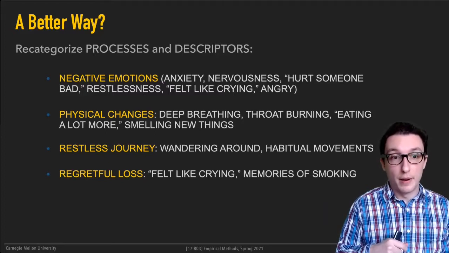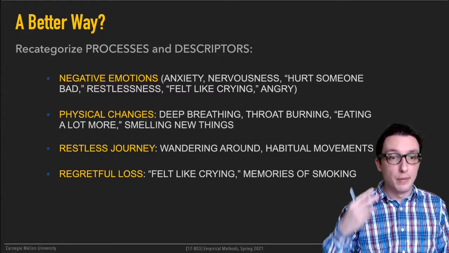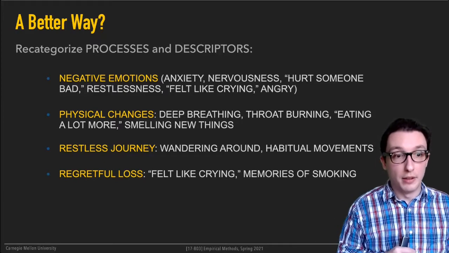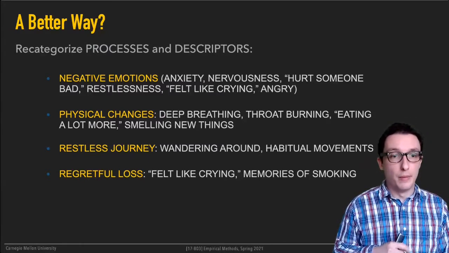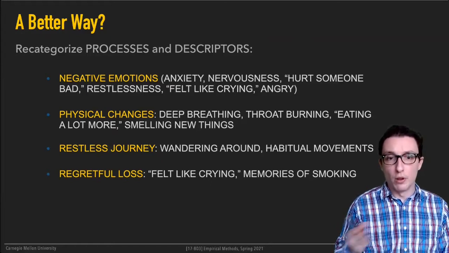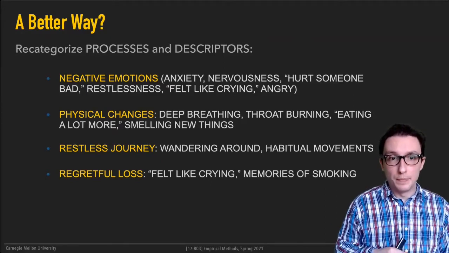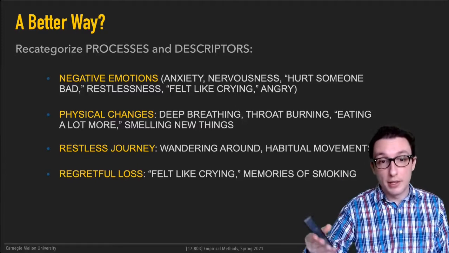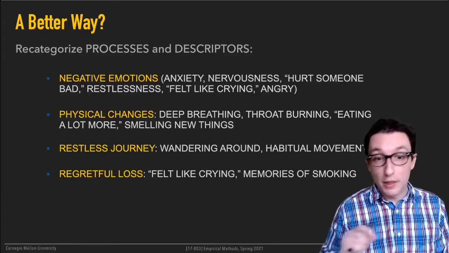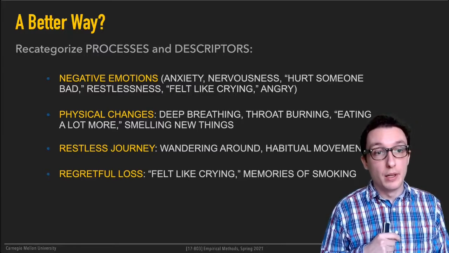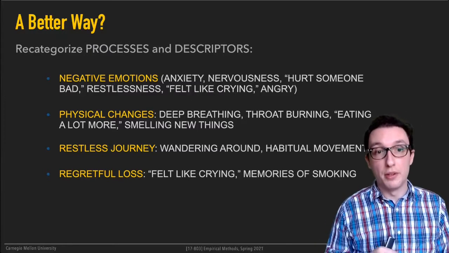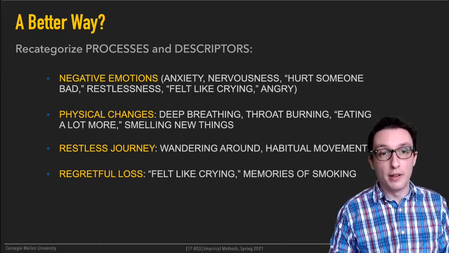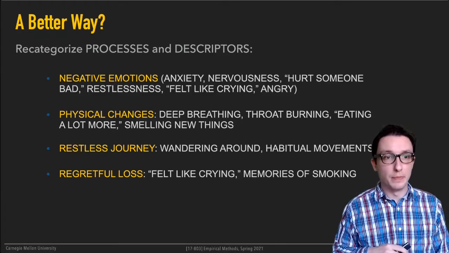Things that have to do with this restless journey of wandering around and habitual movements and so on are grouped together. Things that have to do with memories and regretful loss, memories of smoking, felt like crying, things that make you think of the past, are grouped together and so on. So this is arguably a better way, definitely not the only way. Remember, this is a subjective process, so the researchers are assigning these and creating these interpretations. But this is arguably a better way than just grouping by type, which is probably not very interesting.